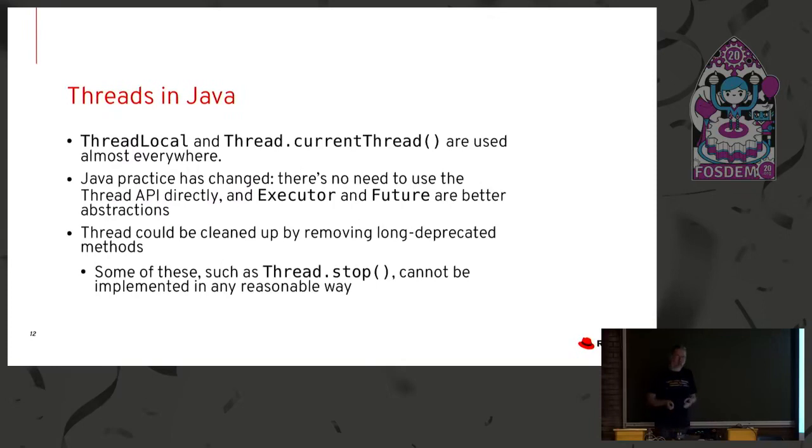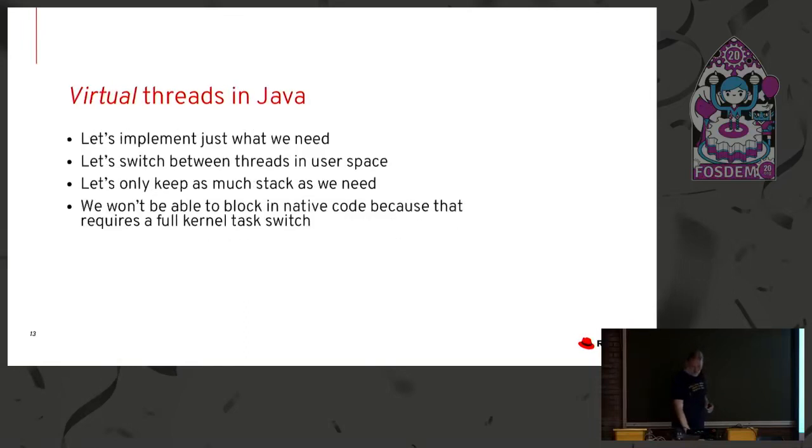But thread locals and Thread.currentThread are used all over the place. So there are some parts of the API that are no longer a match for this lightweight way of working. And Thread could be cleaned up by removing long-deprecated methods, but as we all know, it's extremely difficult to remove anything from Java. So we really need a better abstraction for all of this.